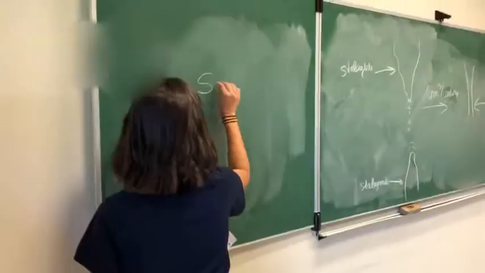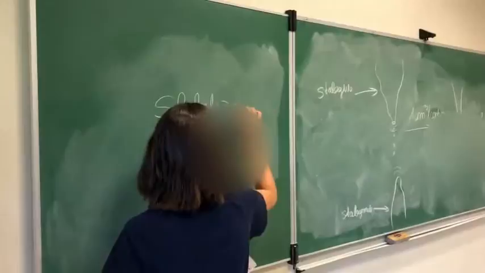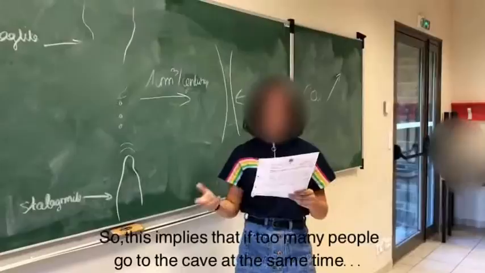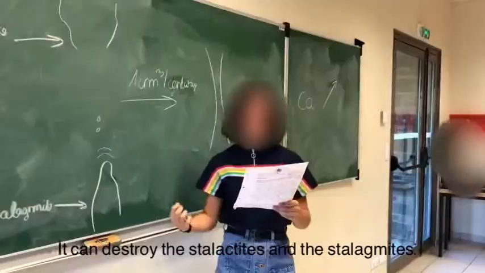Good. So, this implies that if too many people go to the cave at once, it can destroy the stalactites and stalagmites. And even if the CO2 level gets too high, it can be dangerous for the people.